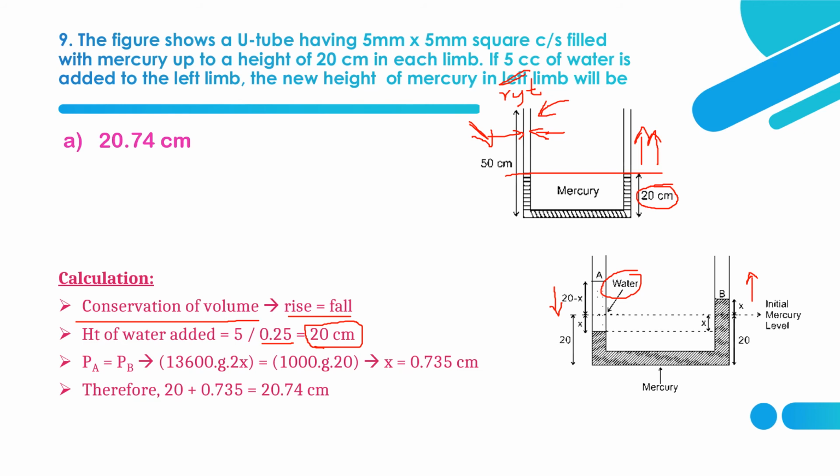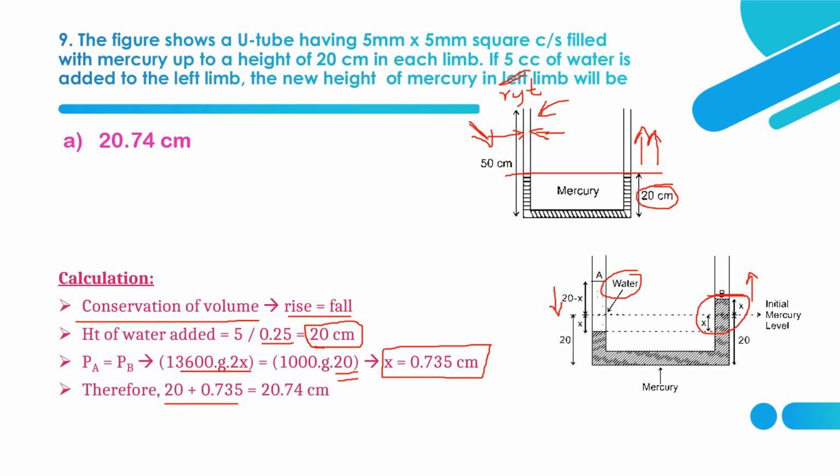How 2x? Here you can find 2x. Here they have equated the right limb equal to the left limb. So in the right limb, 13,600 g into 2x, and in the left limb there is water, 1000 into g into 20. So 20 centimeters is the water column added externally. By equating these two things we get the x value, that is the rise, and the corresponding fall value as 0.735 centimeter.